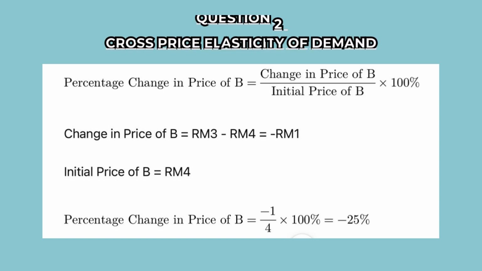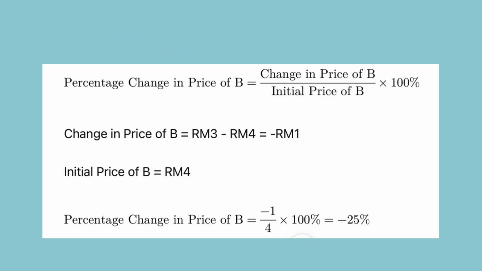Let's calculate the percentage change in price of good B. To calculate it, the change in price of B is divided by the initial price of B, and then multiplied by 100. The change in price of B is RM3 minus RM4, and we get negative RM1. The initial price of B is RM4. After we divide, we get negative 1 over 4, times 100, and the final answer is negative 25%.